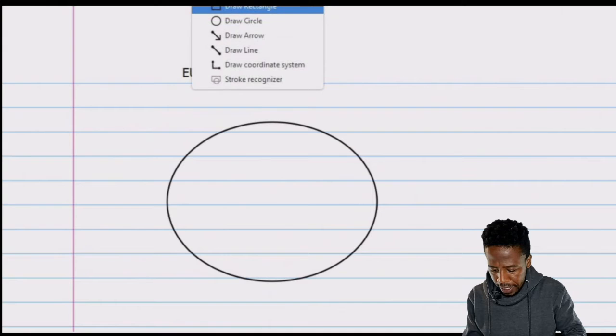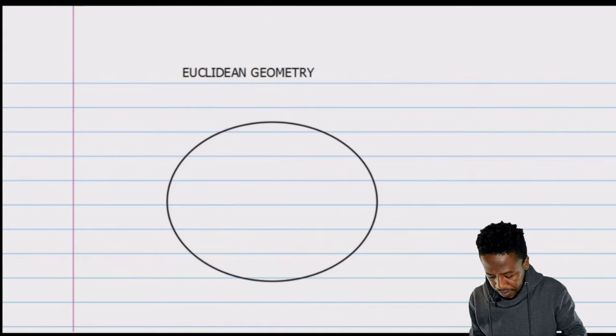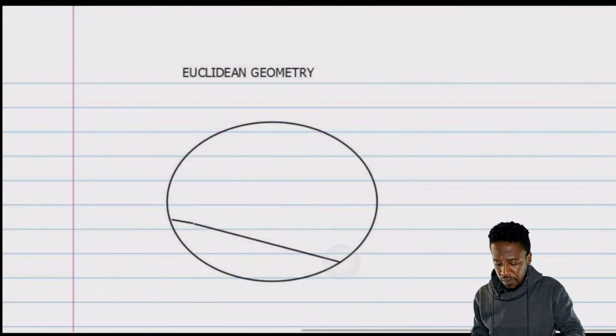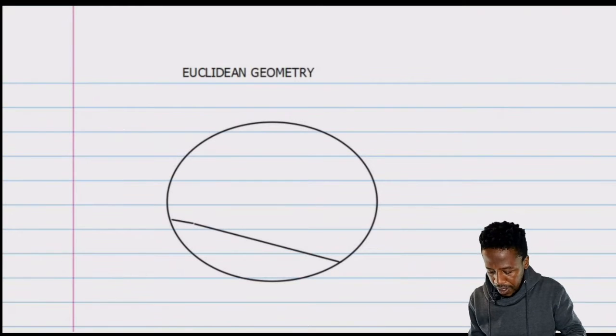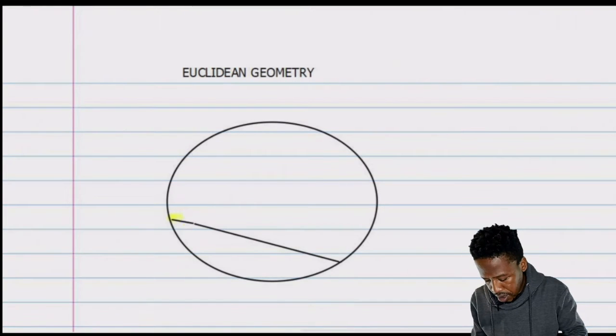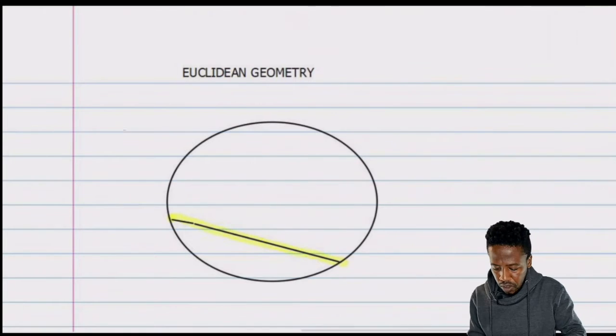And have a line that joins from one end of my circle to the next end of my circle. Now this line that joins two points on the circumference, we call it a chord.